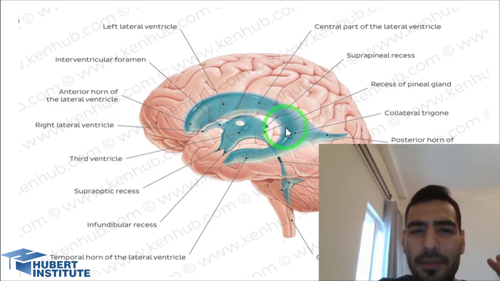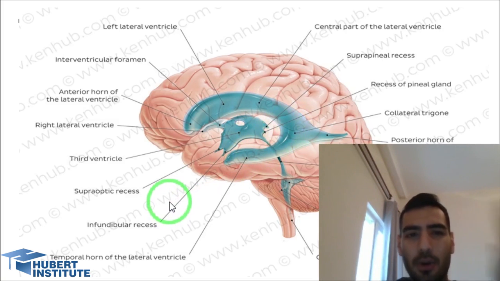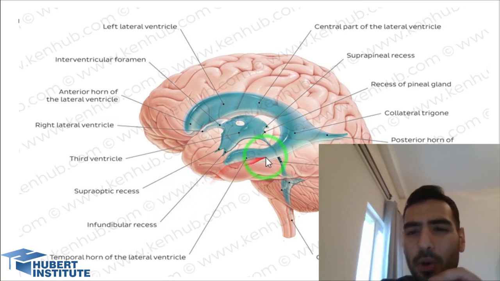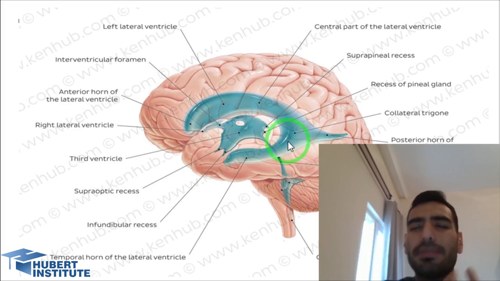Near the splenium of the corpus callosum, the body, posterior, and inferior horns come together at the atrium or trigone of the lateral ventricles. Lining most of the ventricle is the choroid plexus.